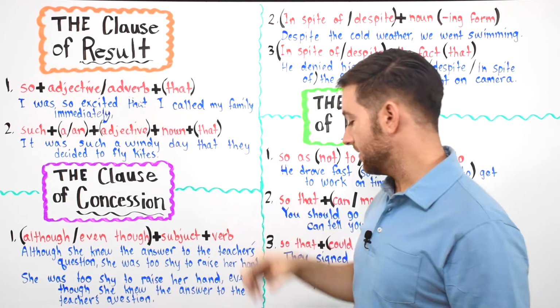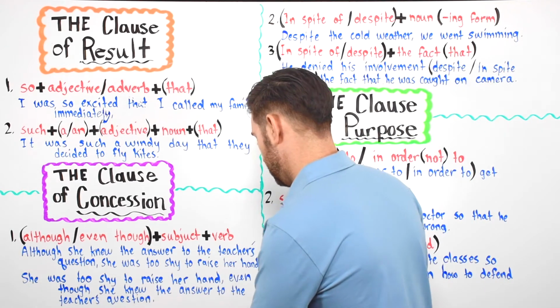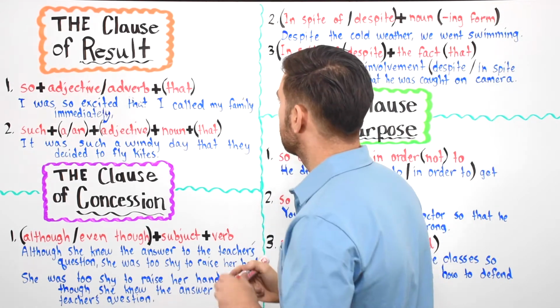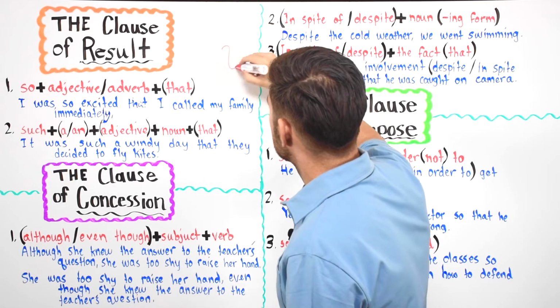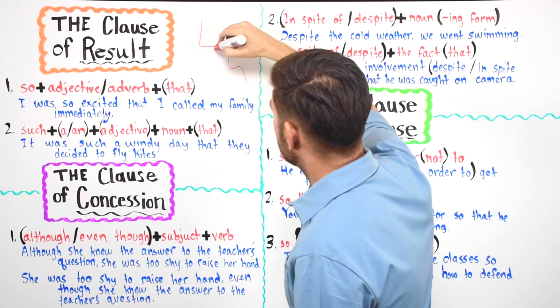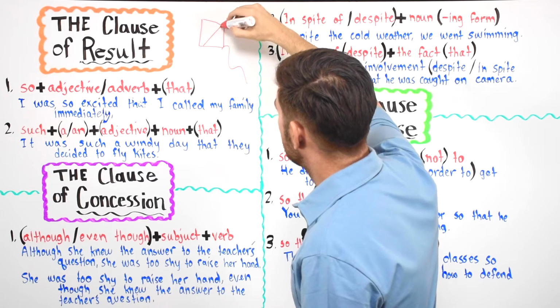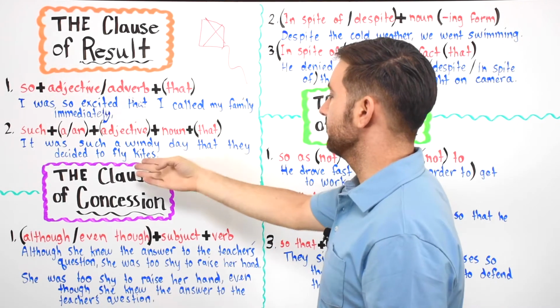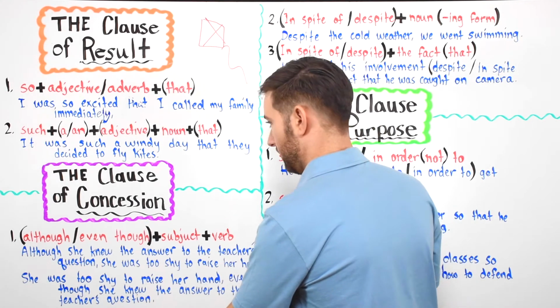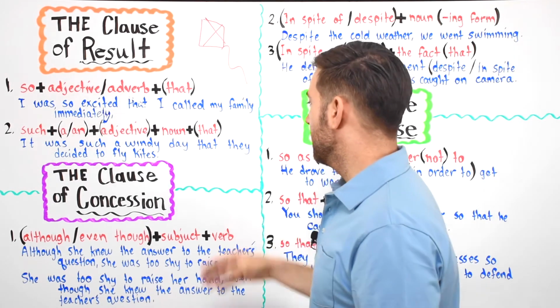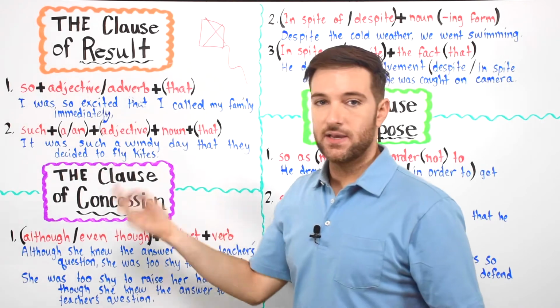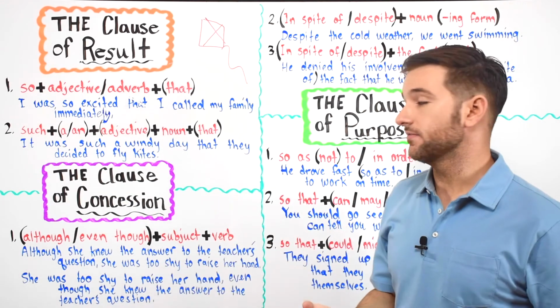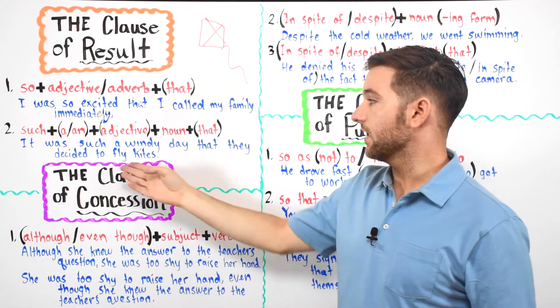Kites are those things up in the air, and kites look like, you know, you have a little string attached and it looks kind of like this, and they fly up in the air. That's a kite, to fly kites. Decide means to make a choice. They decided to fly kites. They made the choice to fly kites.